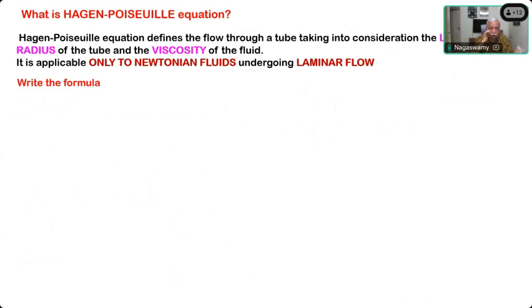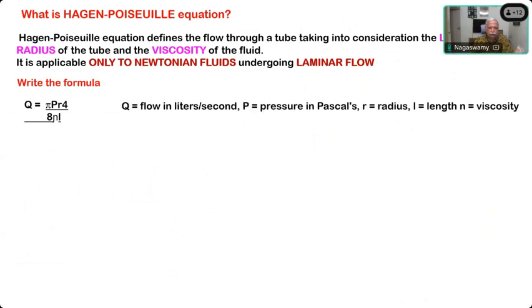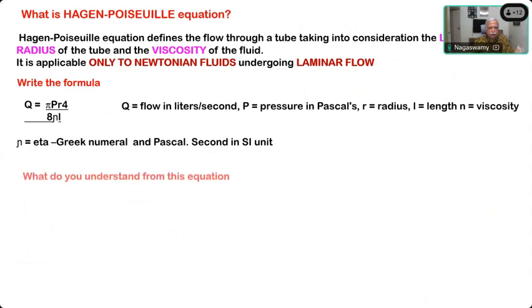So what is the formula? If they ask you what is the formula, then you have to write what you described. Yes, but what is this equation? The definition for that equation is the earlier answer. So it is Q is equal to pi P R to the power of 4 by 8 eta L. So Q is the flow in liters per second, P is pressure in Pascal, R is radius, L is the length, and eta is the viscosity, the Greek letter eta, whose SI unit is Pascal second.